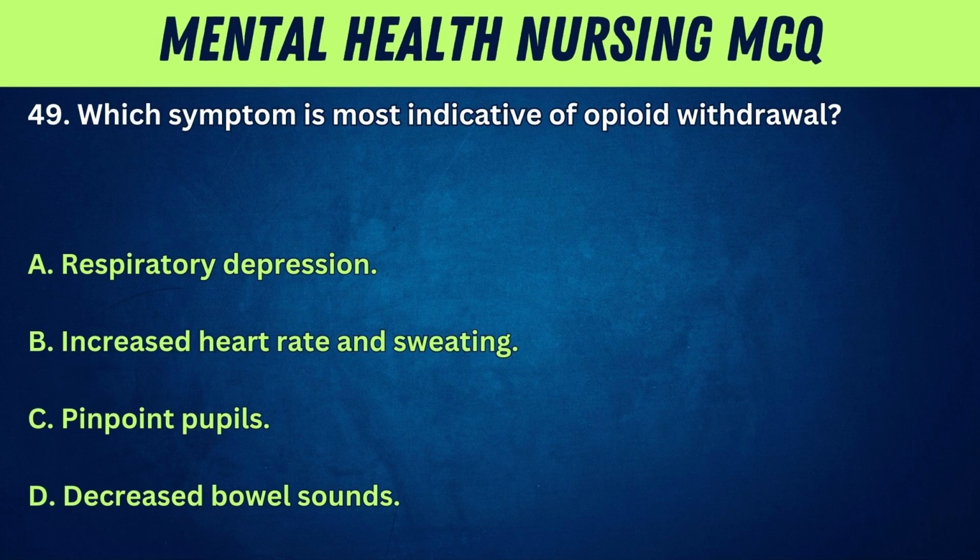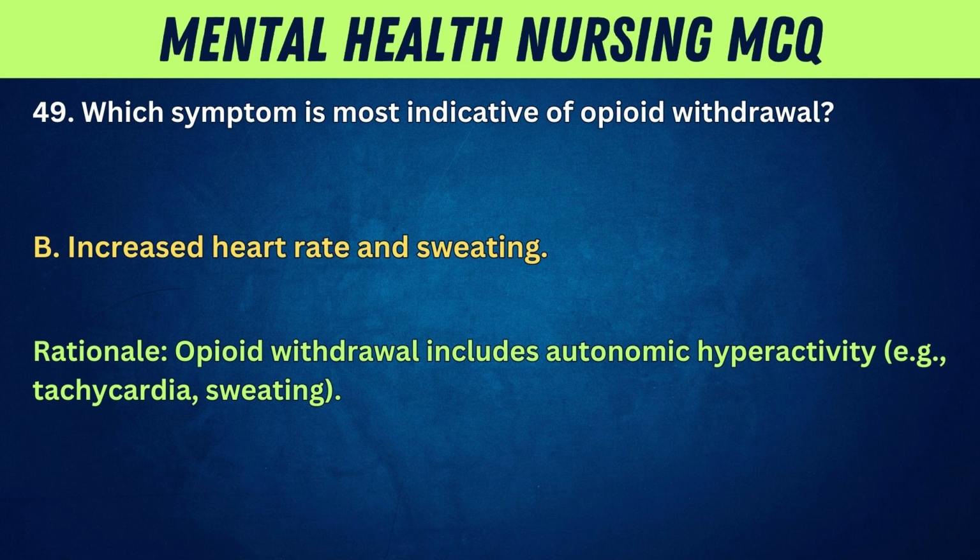49. Which symptom is most indicative of opioid withdrawal? A. Respiratory depression. B. Increased heart rate and sweating. C. Pinpoint pupils. D. Decreased bowel sounds. Answer. B. Increased heart rate and sweating. Rationale. Opioid withdrawal includes autonomic hyperactivity, e.g., tachycardia, sweating.